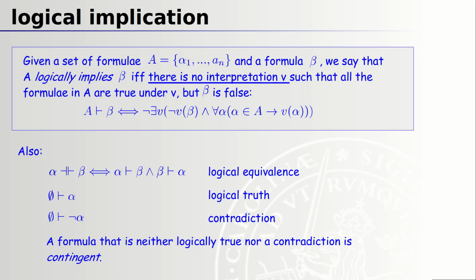A formula that is implied by nothing is called logically true. A formula whose negation is logically true is a contradiction. And, also as before, a formula that is neither is called contingent.